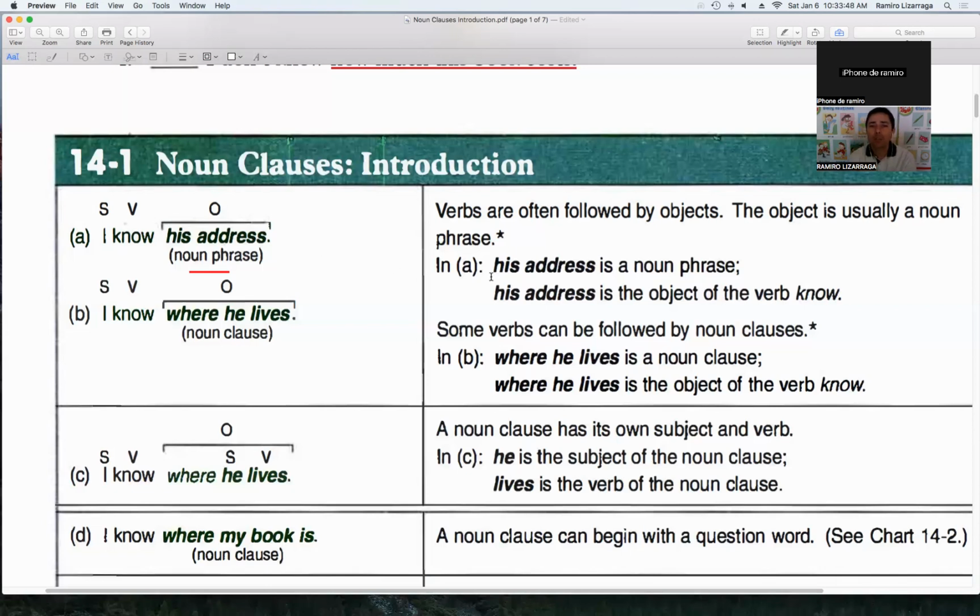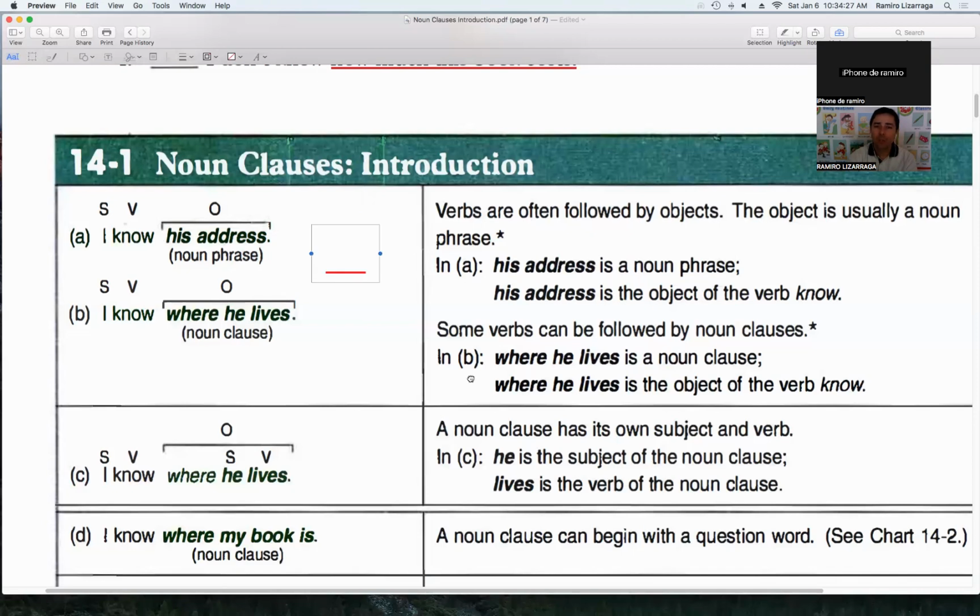Okay, so now let's continue. In A, his address is a noun phrase. His address is the object of the verb know, okay. Entonces, esto que está aquí lo podríamos llamar el objeto del verbo, ¿no? Pero realmente no tiene mucha importancia. Yo, la verdad, ni me fijo cuando voy a escribir o hablar. Pero sí es importante tomar en cuenta qué es un noun phrase, aprender cómo se hacen, qué son, ¿sí? Eso sí lo considero importante.